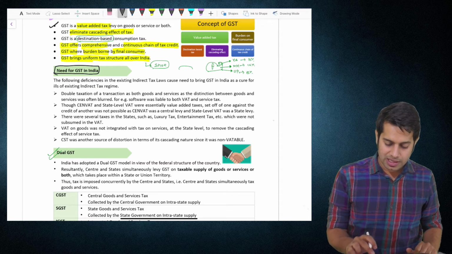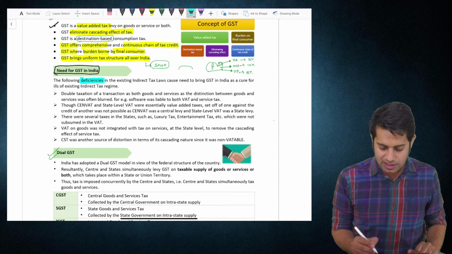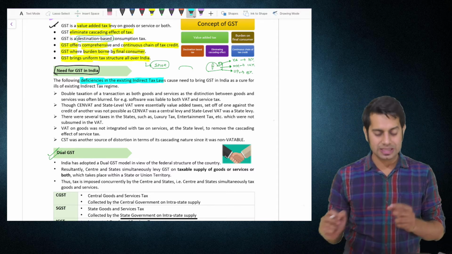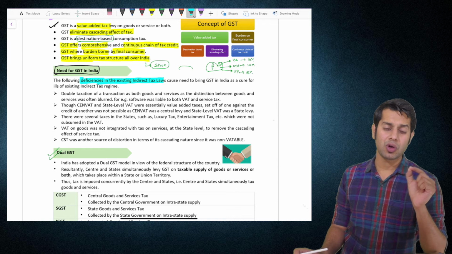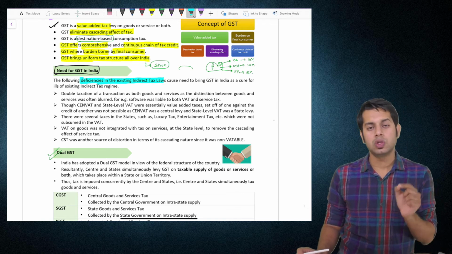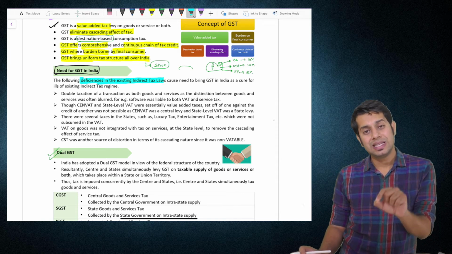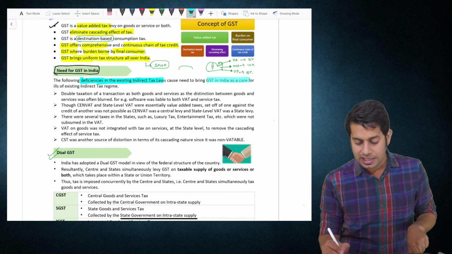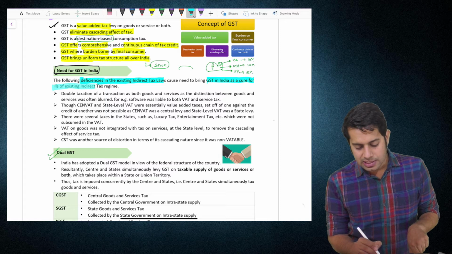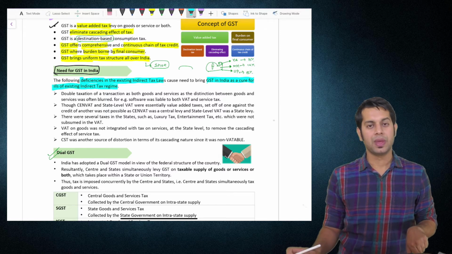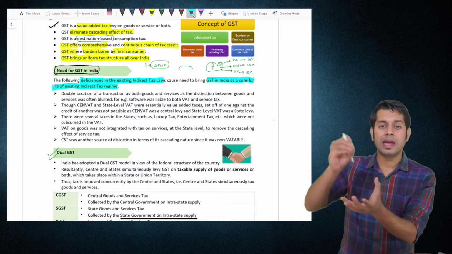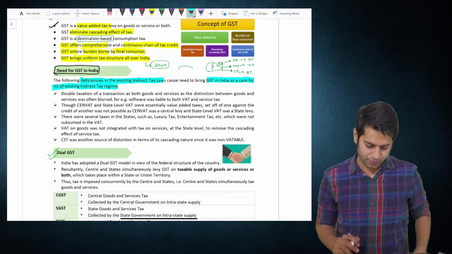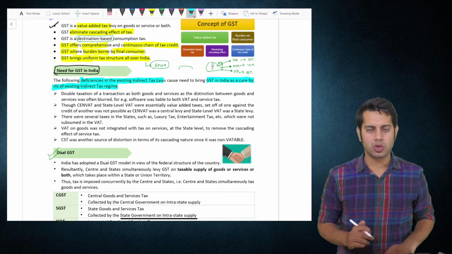This you will understand by understanding the deficiencies in the existing indirect tax laws. In examination they can ask you what was the need of GST, or they can ask you what are the deficiencies in the existing indirect tax regime, or they can say GST in India is a cure for the ills of the existing indirect tax regime. GST is a cure for all the illness which was there in the existing indirect tax regime. Tell me how. So these 3 different questions can be asked.